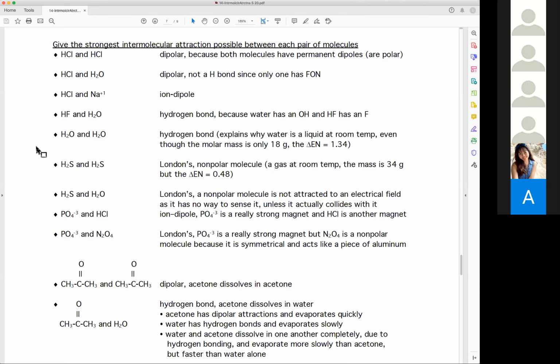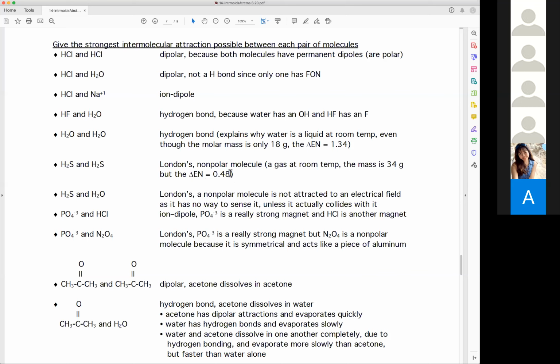So here's a bunch of examples of two molecules and what attractions are possible between them. So here's a dipole and a dipole, a dipole and a dipole, but here's the OH, but there's no F or O or N over here. So here's an ion and a dipole. So here's the FH and an O over here, so that's a hydrogen bond. This is a hydrogen bond. SH, no hydrogen bond there. So this is a nonpolar molecule. The bonds are only 0.48.